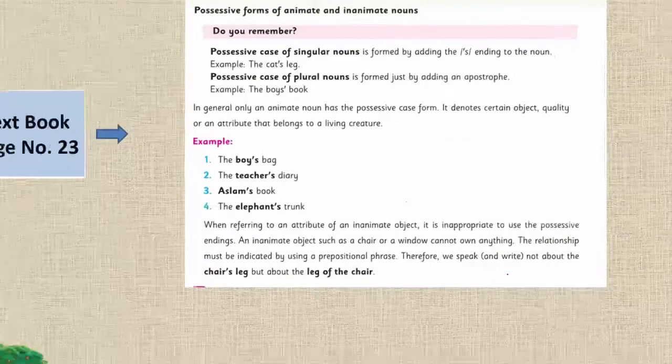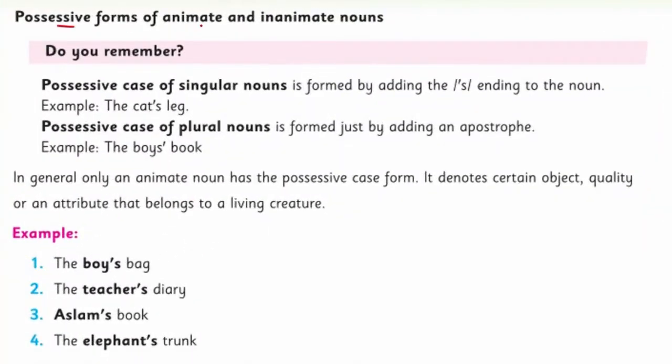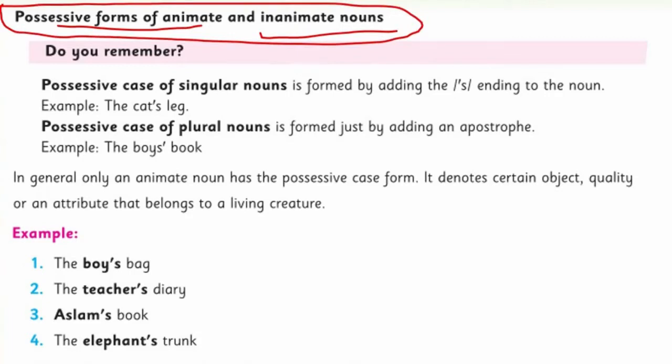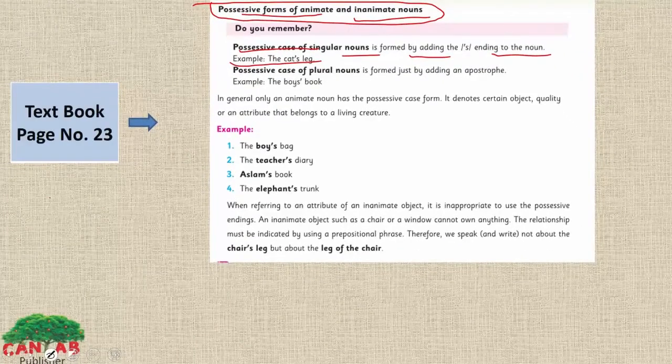Now we will learn the concept of possessive form of animate and inanimate nouns. We have learned this concept of possessive forms of animate and inanimate nouns in your previous class too. Possessive case of singular noun is found by adding the apostrophe s ending to the noun. For example, the cat's leg here. So what is a possessive noun here? Possessive means relationship between two nouns.